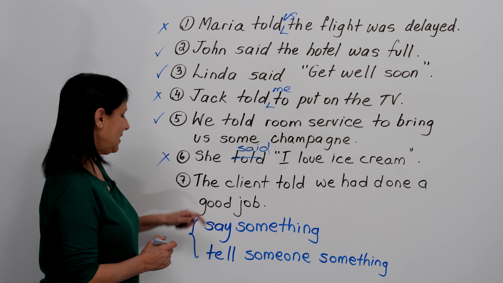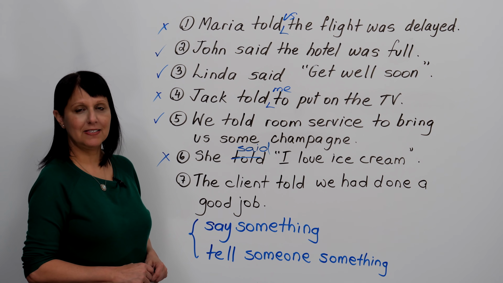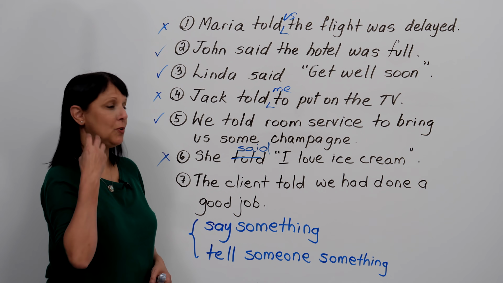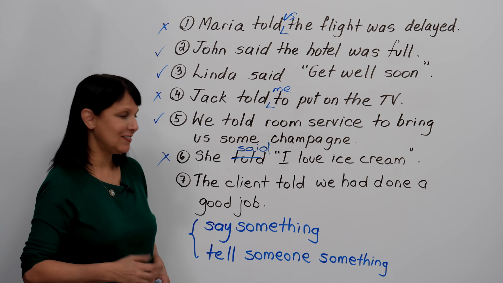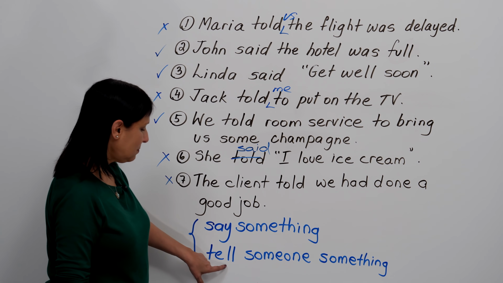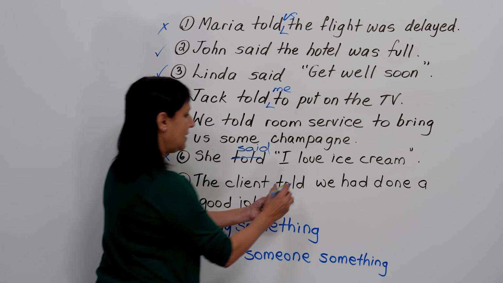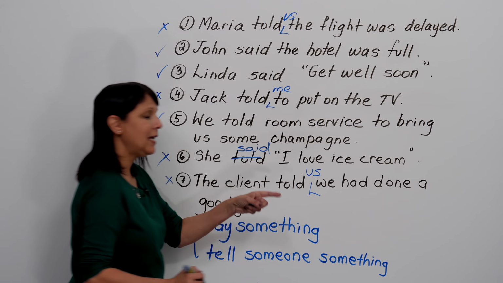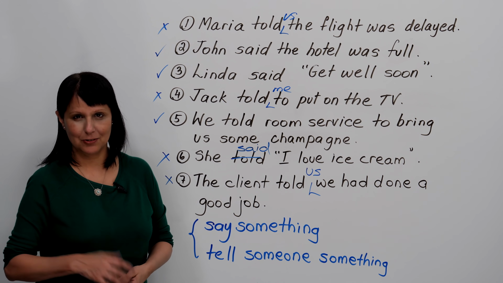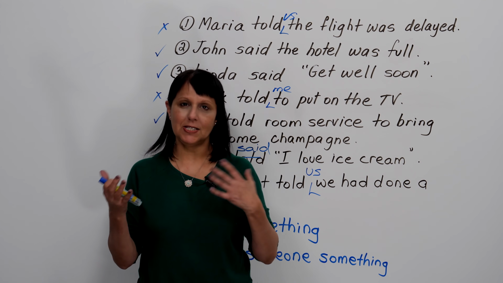Okay? And the last one, the client told we had done a good job. Is that right or wrong? What do you think? By now, I hope you're seeing some patterns. I hope your ear is helping you to know the right answer. So that one is also incorrect because it should be tell someone something, right? So it should be the client told us we had done a good job. Or the client said we had done a good job. Okay? So I hope this lesson has helped you to understand the difference between say and tell.